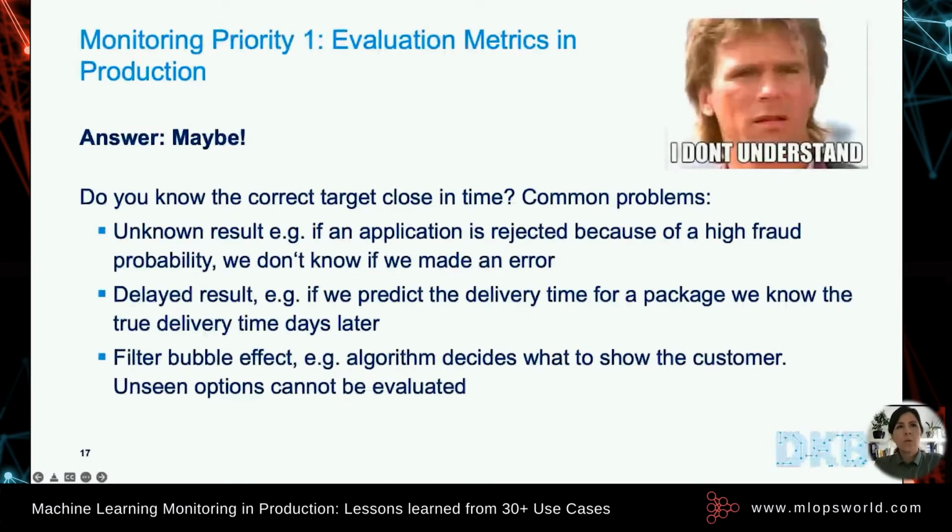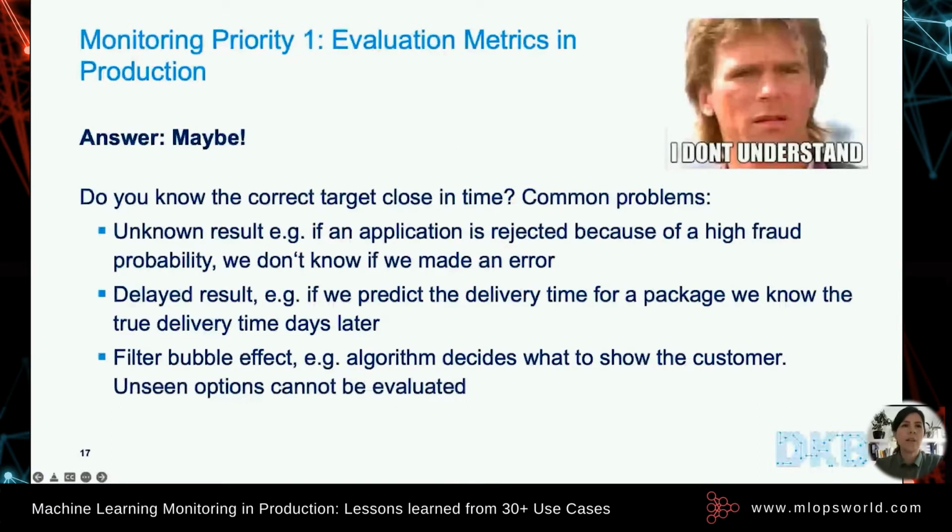Okay, so basically, do you know the correct target, the final outcome close in time, so you can compare the model prediction to what actually happens? So sometimes if you reject someone, for example, high fraud probability or high probability that they won't get the loan, we don't actually know if we made an error. A second type of ground truth situation is you get a delayed result. So if you predict package delivery time and the package finally arrives at your door 2-3 days later, you have a delay between your prediction and what was the final outcome. So this is a bit difficult for real-time monitoring, but at least you get the ground truth eventually.